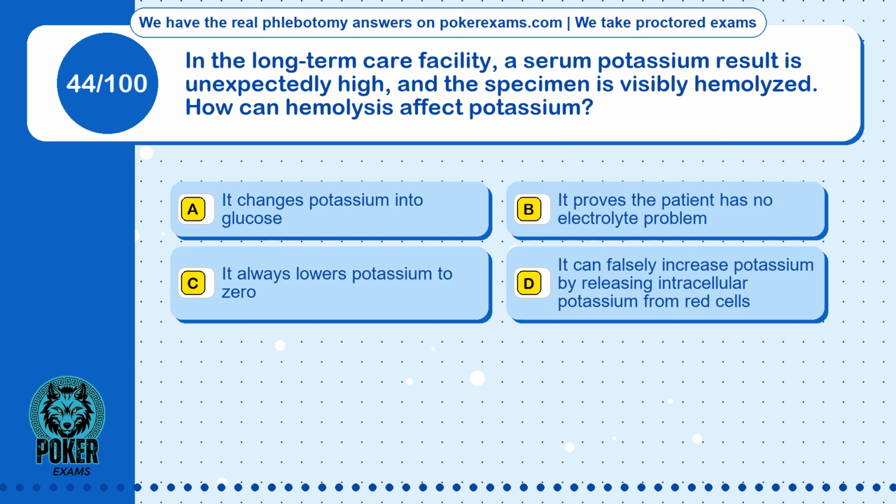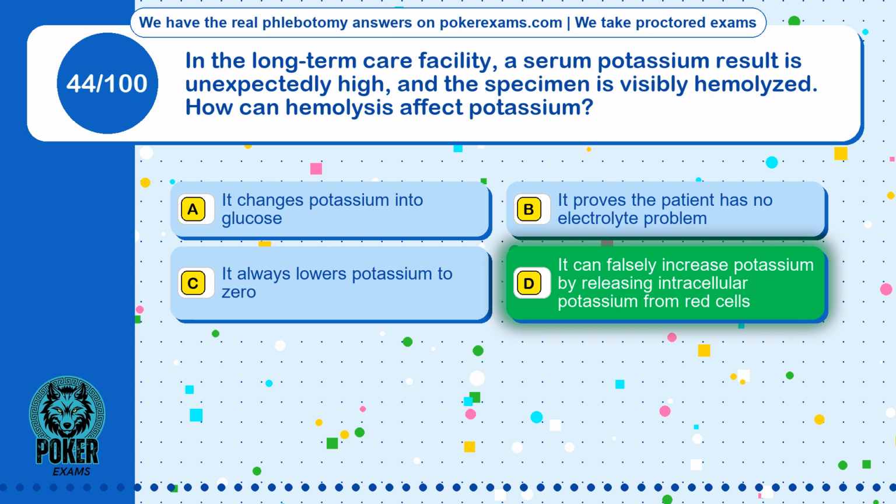Question 44. In the long-term care facility, a serum potassium result is unexpectedly high, and the specimen is visibly hemolyzed. How can hemolysis affect potassium? Option A. It changes potassium into glucose. Option B. It proves the patient has no electrolyte problem. Option C. It always lowers potassium to 0. Option D. It can falsely increase potassium by releasing intracellular potassium from red cells.